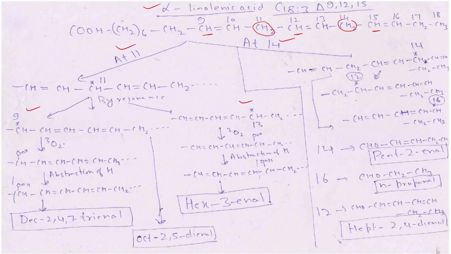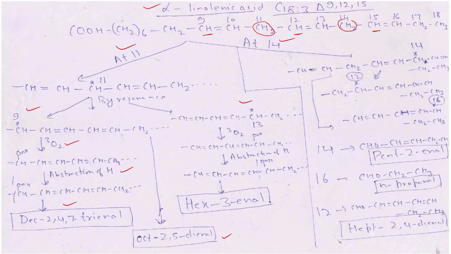So again at 9, there will be triplet oxygen attack, peroxide radical will be there, abstraction of hydrogen atom will happen, hydroperoxide formation will be there, and then the cleavage will be from this side, and the formation of the compound decatriene. Now here if the point of attack is 11, everything will happen in the same way, and the cleavage will be from this point, this will get broken, and then we will have octadienal.